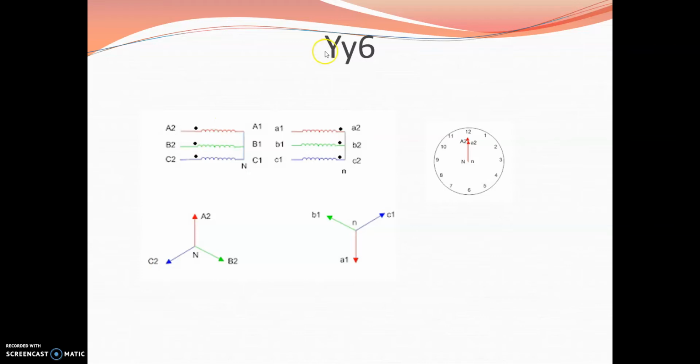Second case is Yy6, which means the primary is again connected in star and the secondary is also connected in star. The phase difference between them is again 6. So the clock notation is not correct as in this diagram. How are you going to draw this?